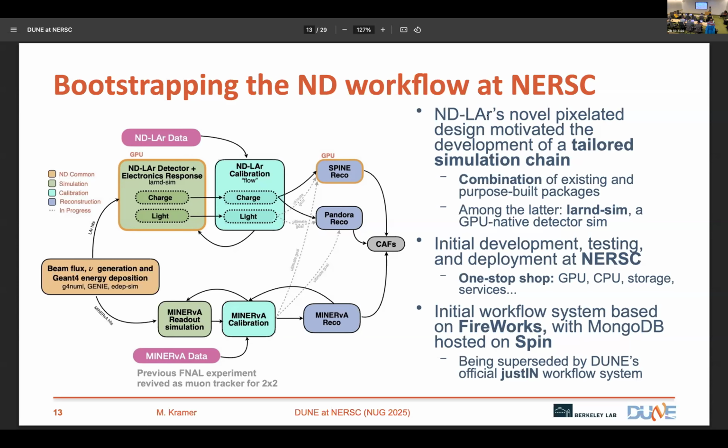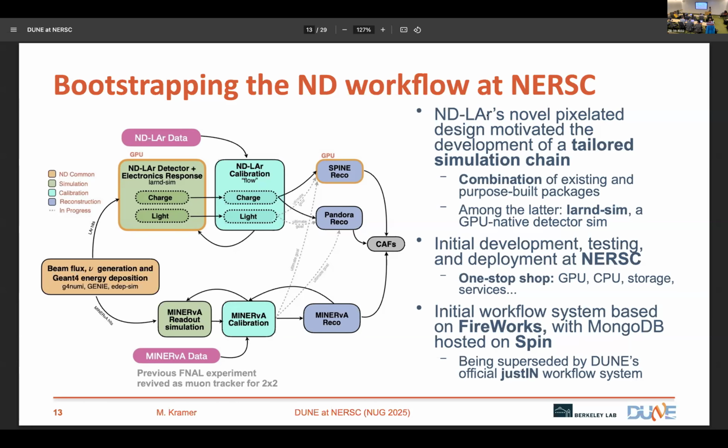So instead, a small group here decided to build something from the ground up, at least when it comes to the detector and pixel side of the simulation, and then take that piece and combine it with existing technologies to build up a whole simulation workflow. So one of the custom pieces was this LArND-sim detector simulation that was built for GPUs. I'll say a bit more about that in a second.